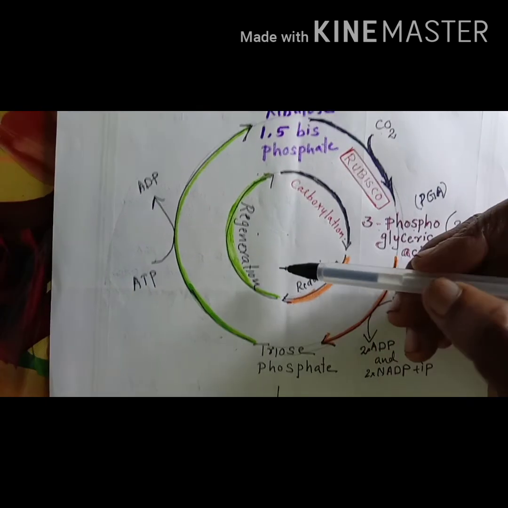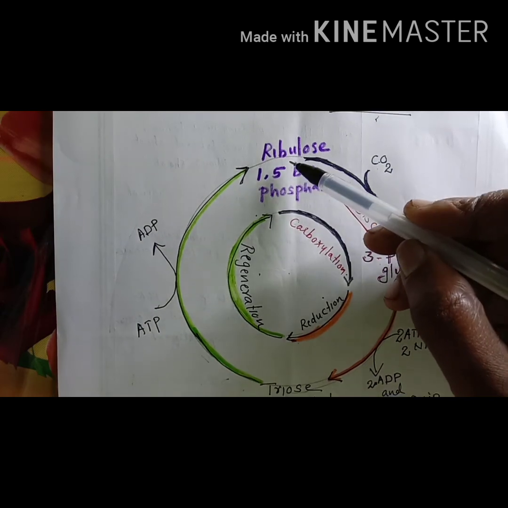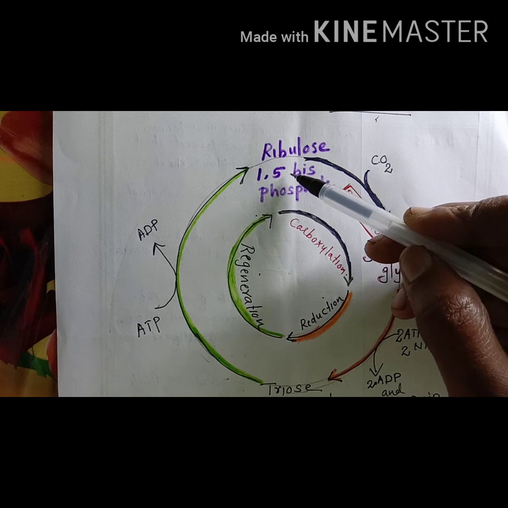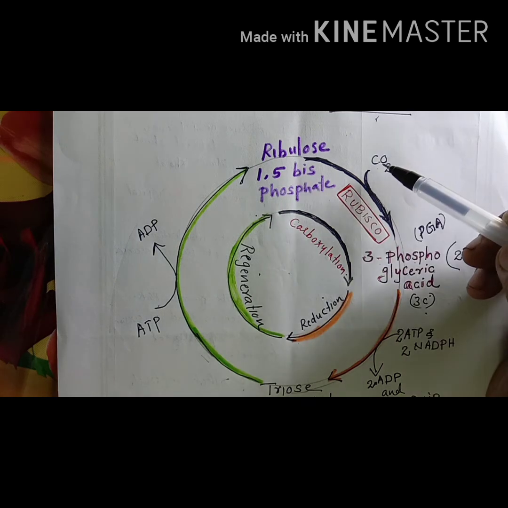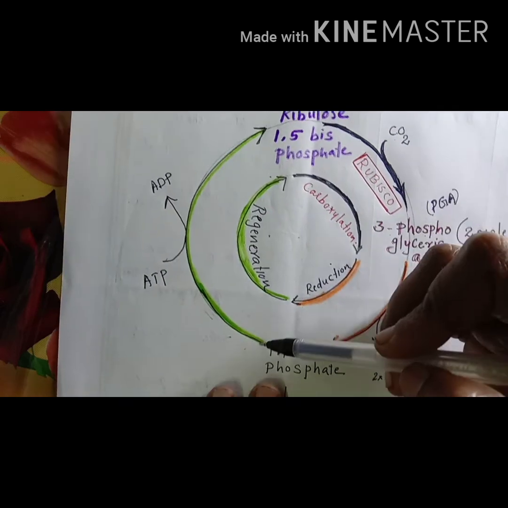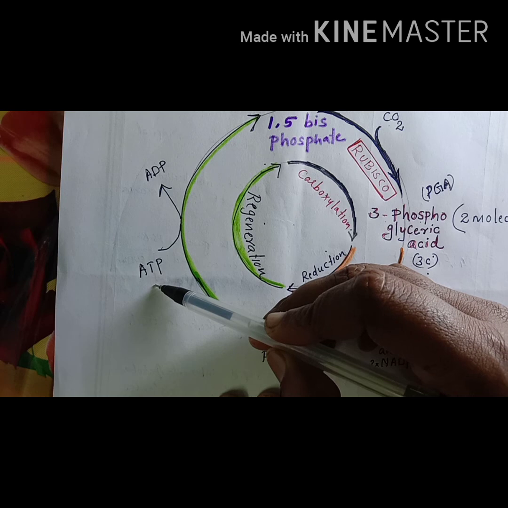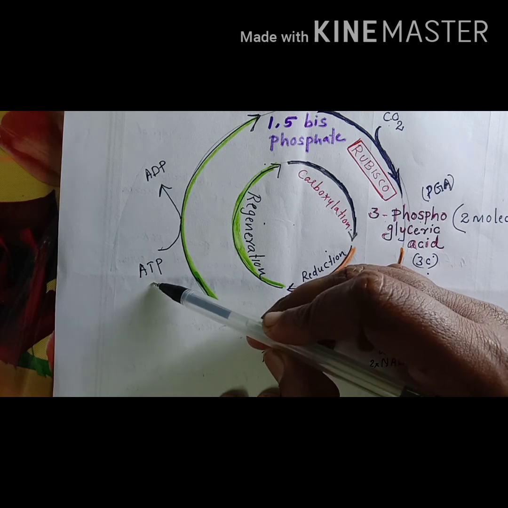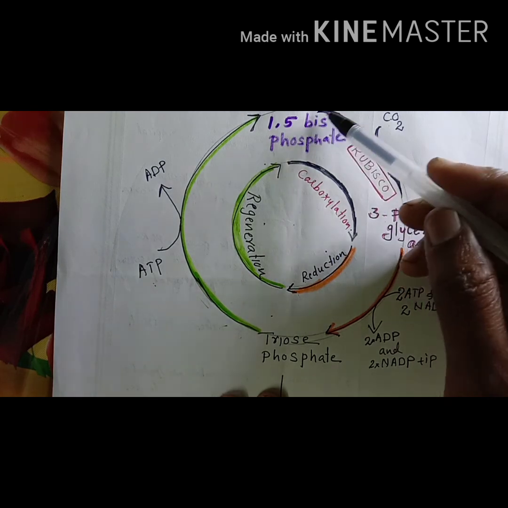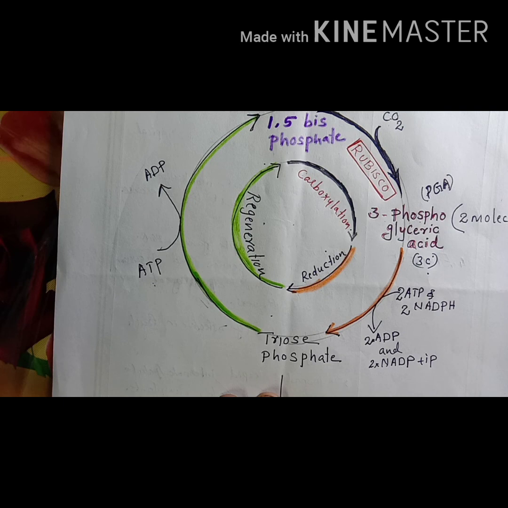Then comes the third step, that is regeneration. Something is regenerating. What is regenerating? Yes, ribulose 1,5-bisphosphate, which is the primary carbon dioxide acceptor. The carbon dioxide acceptor, ribulose 1,5-bisphosphate, is regenerating from the triose phosphate by utilizing 1 molecule of ATP. So this step is called regeneration.